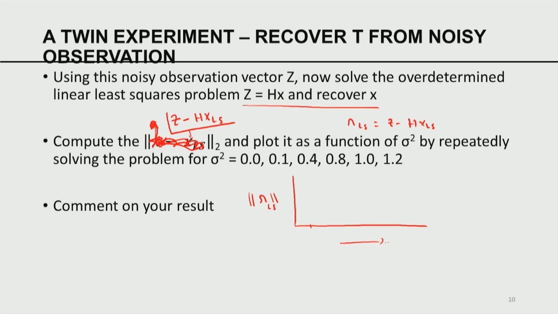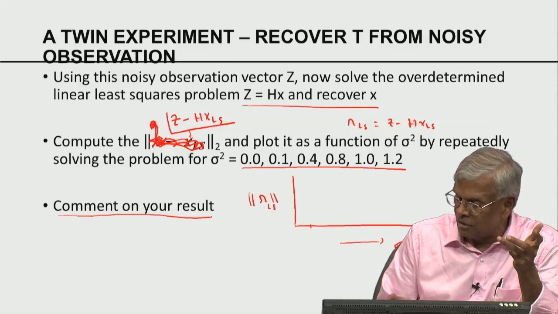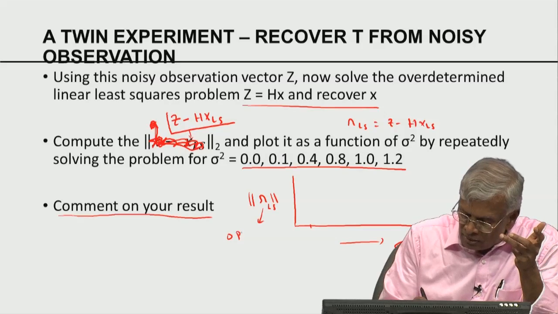be able to plot it against the variance. And I would like you to see, this is the claim: if the variance is 0, the residual will be 0. If the variance is not equal to 0, then the error will be more. So I would like you to plot the variance and understand the impact of variance on the recovery. And I would like you to solve the problem and comment on it. This is a computer based homework problem. I would like all of you to do this problem, enjoy, and understand the impact of variance on the optimal residual. So what is this? This is the optimal residual.